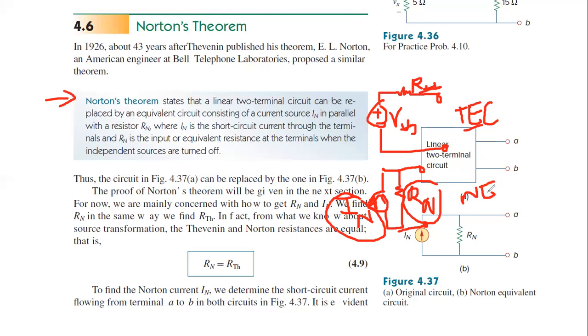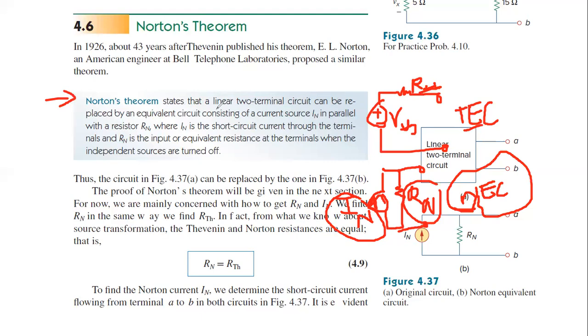Norton's equivalent circuit. So based on these two, you can shrink any type of large, complicated and complex circuits into this small model. So you can convert any complex circuit into these two representative element models. So here, let me read the statement again. This statement is very important from the examination point of view also.